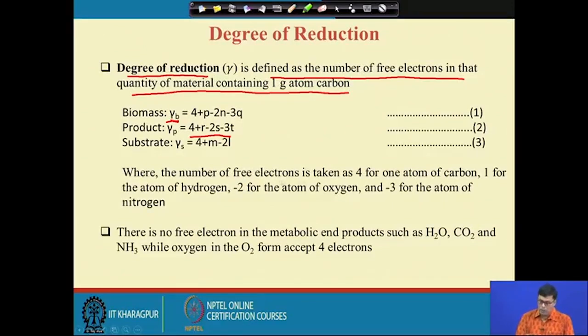Here, the number of free electrons taken is 4 for 1 atom of carbon, 1 for hydrogen, minus 2 for oxygen and minus 3 for nitrogen. This we shall have to remember. There are no free electrons in the metabolized end products, like carbon dioxide, water and ammonia, while oxygen O2 accepts 4 electrons.